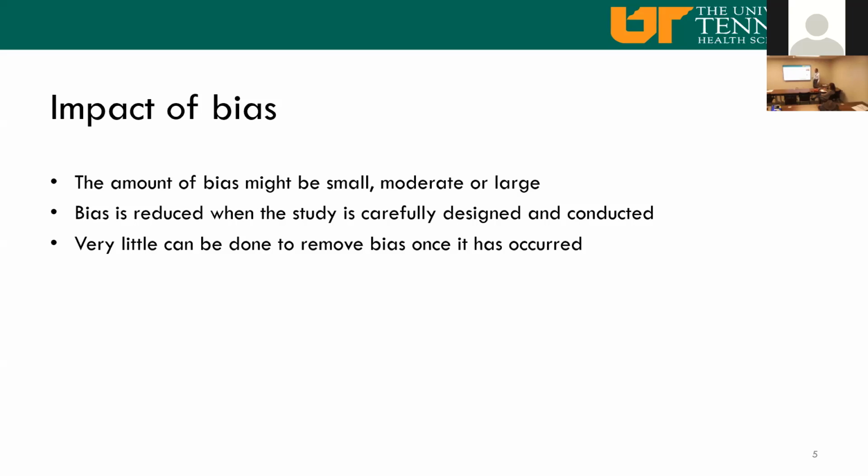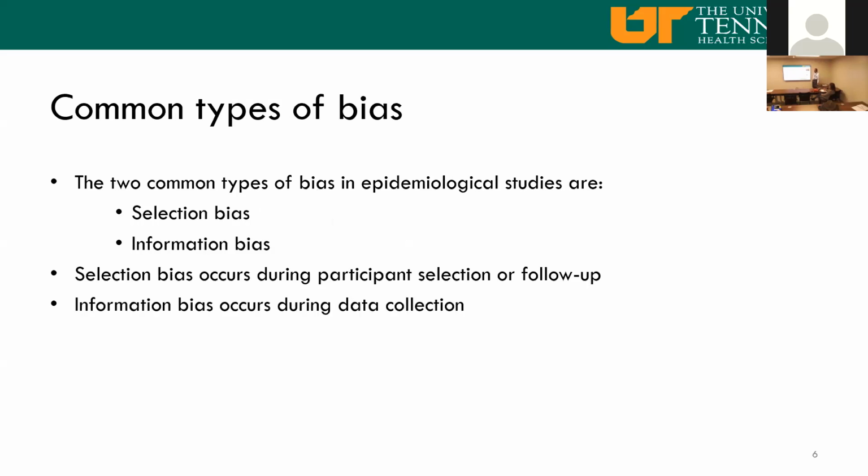And so once you have collected the data, there is very little you can do to change the bias once that's occurred. There are 2 common types of bias in epidemiological studies and clinical studies: selection bias and information bias. Selection bias occurs during participant selection or follow-up, while information bias occurs during data collection.